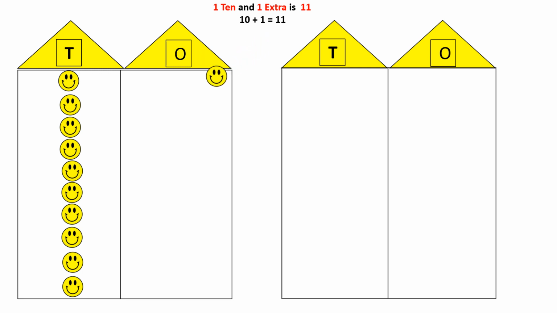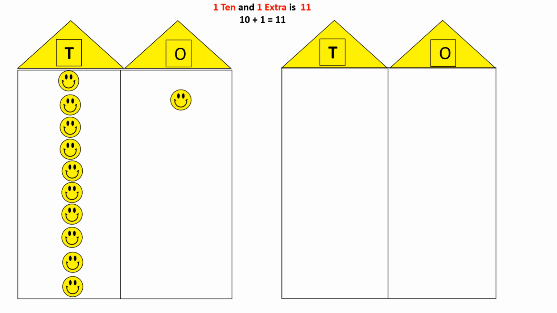Now, one more smiley comes and he says, I want to be friends. Will he go to 10's house? No, because 10's house is already full. वो already 1 ten है. वहाँ पे उसके लिए जगह नहीं है. So he stays at one's house. Now it has become 1 extra क्योंकि वहाँ पे one's के house में एक extra smiley आ गया है.